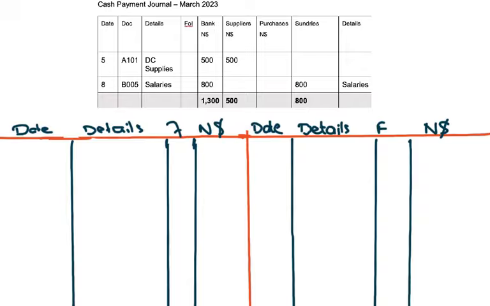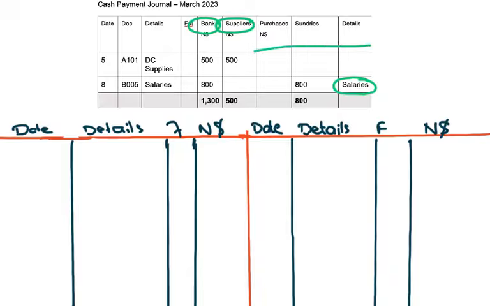Let's see if we can identify the accounts. My accounts will be bank, my account will be supplier, and then I also have salaries, because I paid salaries from the bank. And you will also see in the cash payment journal that I have more columns than the sales and purchases journal. This is because we can make payments to different people.